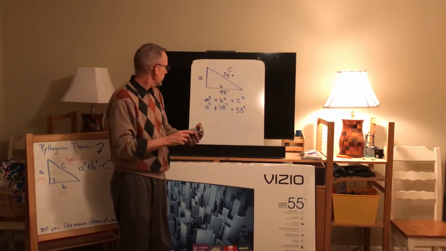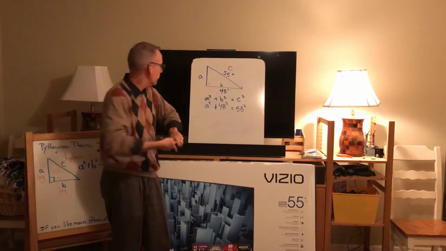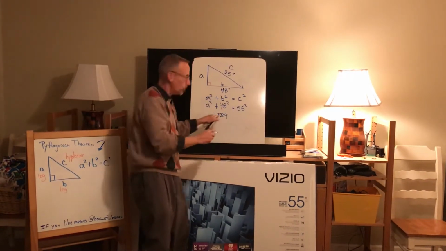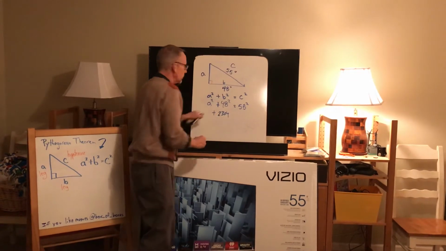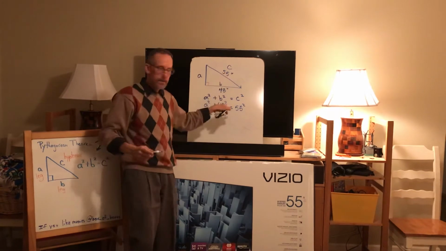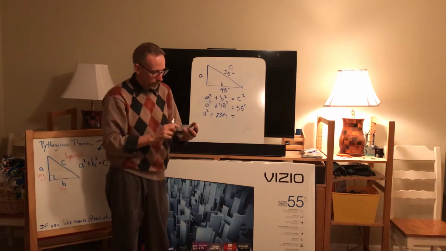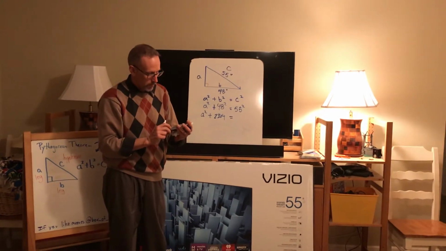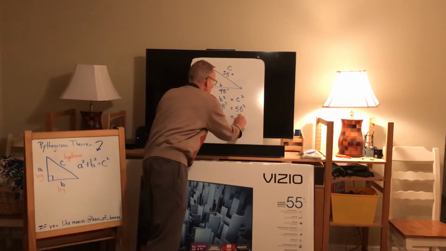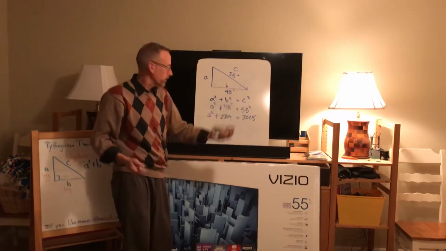And if I put 48 squared in, I get 2,304. So this right here is 2,304, plus, and then the a squared comes down. On the right side of the equal sign, we have 55 squared. What's 55 squared? 55 squared equals 3,025. So that's what it looks like after we plug the numbers in.